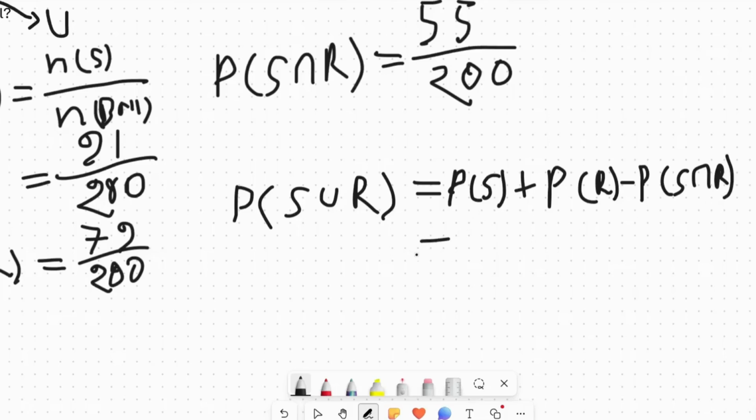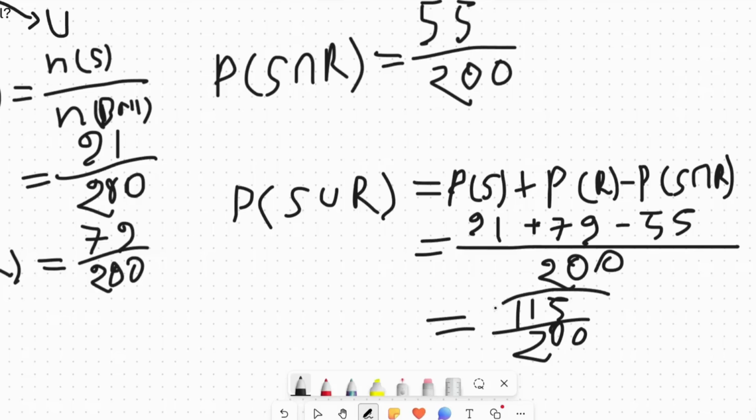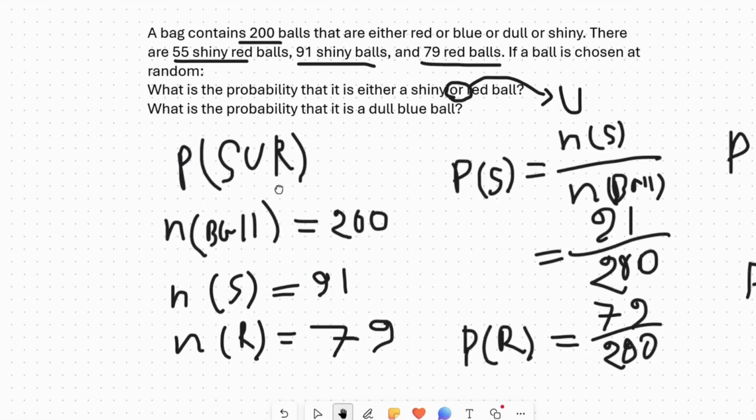So if we put in all the values, this is 91 plus 79 minus 55, by 200. So our final value is 115 by 200. This is our result. This is the solution for the first one. Now let's solve the second one.